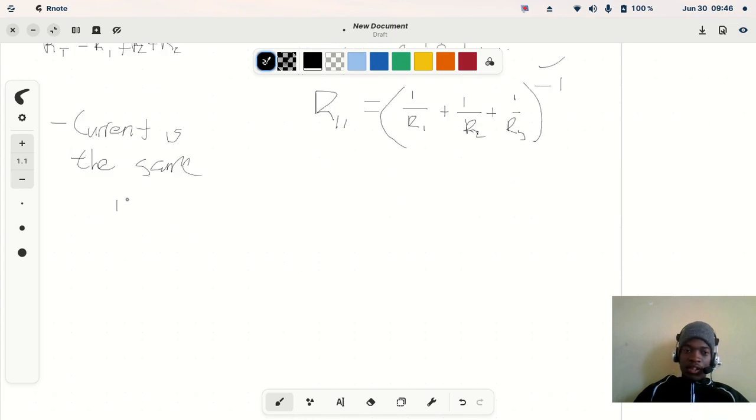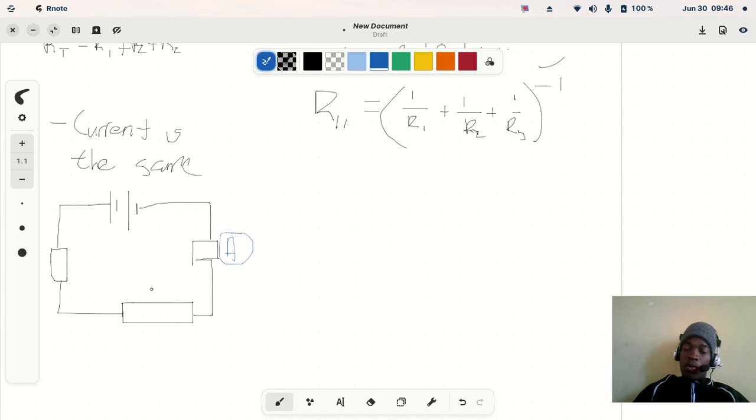Okay, current is the same across all those series components. So what I really mean is, if I have a series circuit like so, with a resistor here, maybe another resistor there, and maybe another resistor there, and so on, the current across this resistor would be the same as the current across this resistor and the current across this resistor. As long as they are in series with one another, the current is the same.